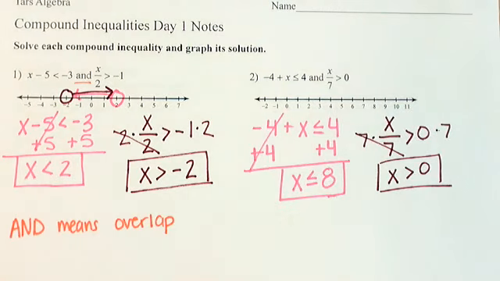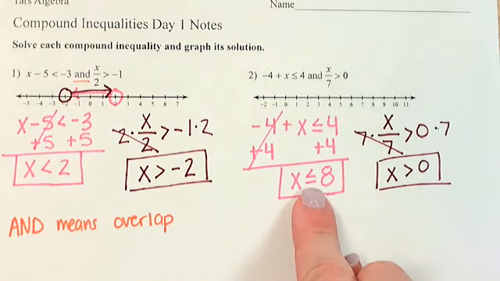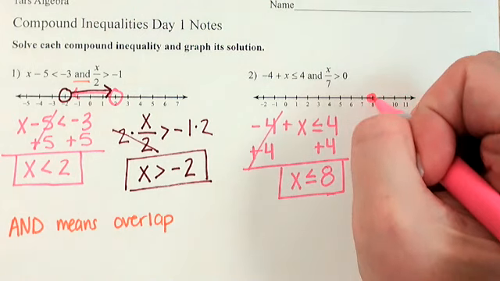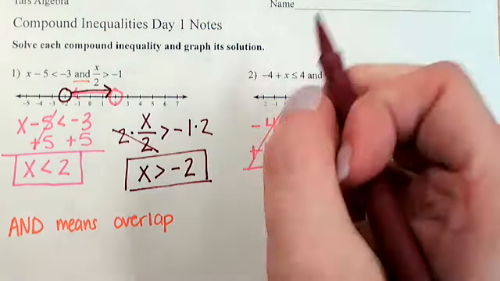So we are going to graph it on the number line. So at 8, we're going to put a closed circle because there's a line underneath. At 0, we're going to have an open circle because there is no line underneath.